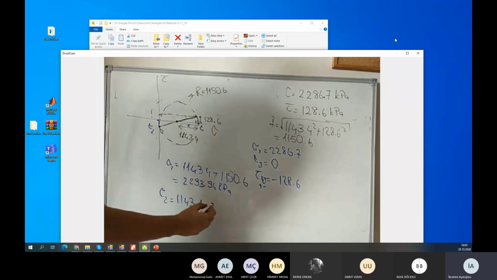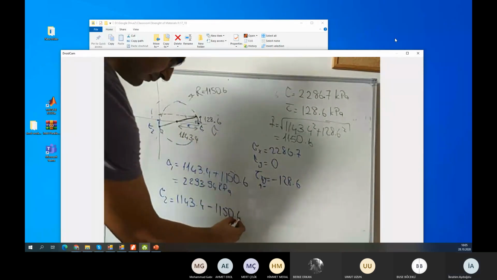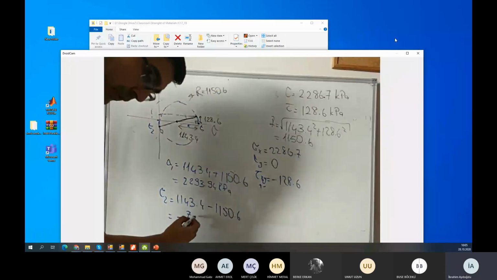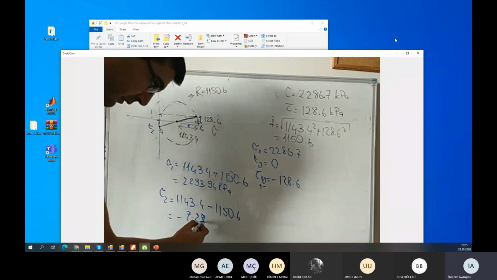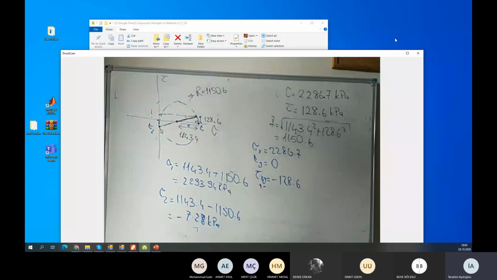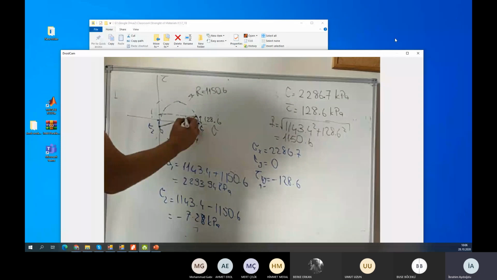Sigma 2 is minus R, and this value is minus 7.27 or 28 kPa. These are the principal stresses. And what is the orientation angle? This is the orientation angle, like this.